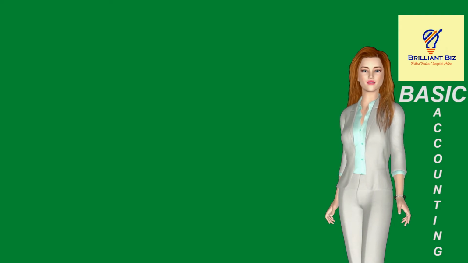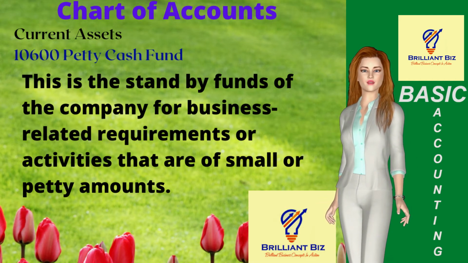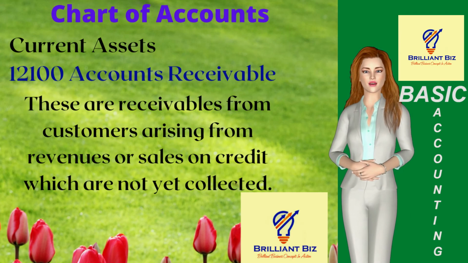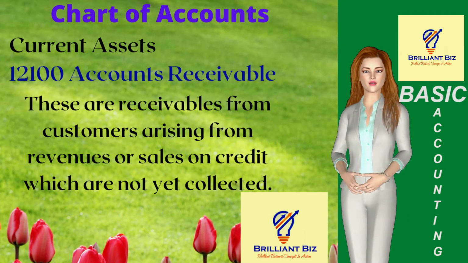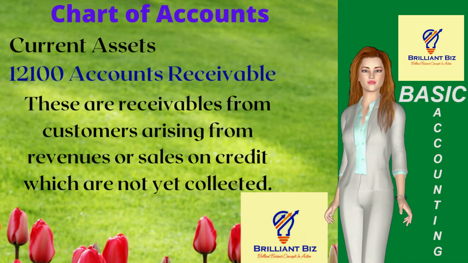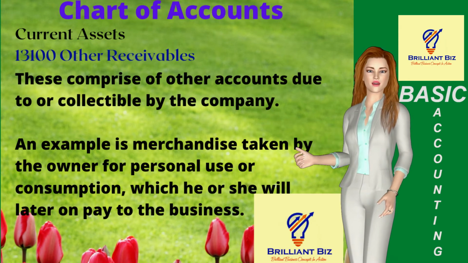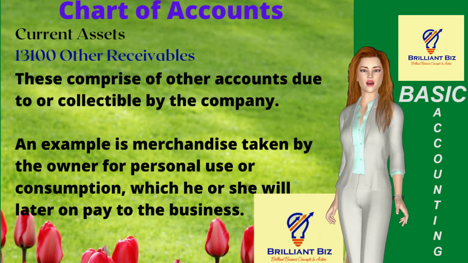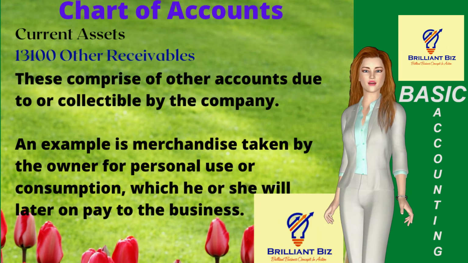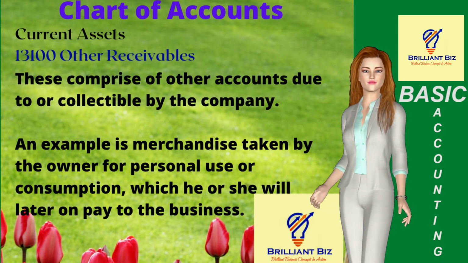3. Petty cash fund. This is the standby fund of the company for business-related requirements or activities that are of small or petty amounts. 4. Accounts receivable. These are receivables from customers arising from revenues or sales on credit which are not yet collected. 5. Other receivables. These comprise other accounts due to or collectible by the company. An example is merchandise taken by the owner for personal use or consumption, which he or she will later on pay to the business.